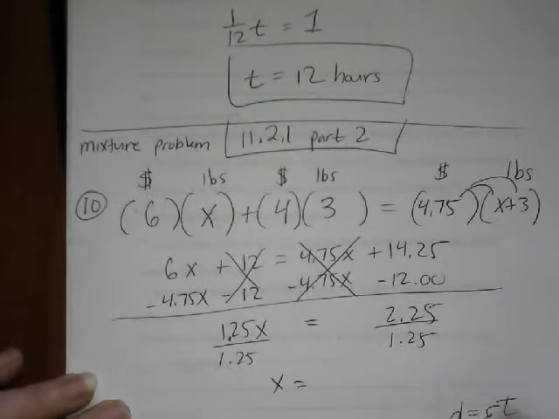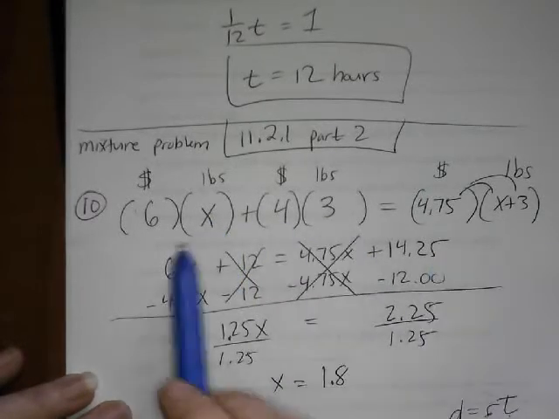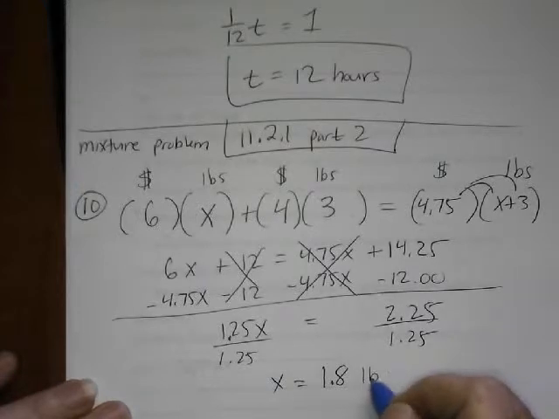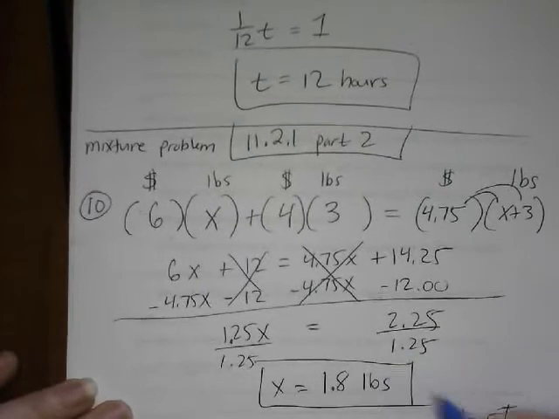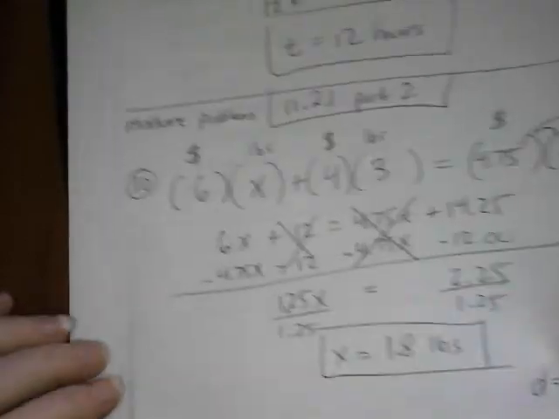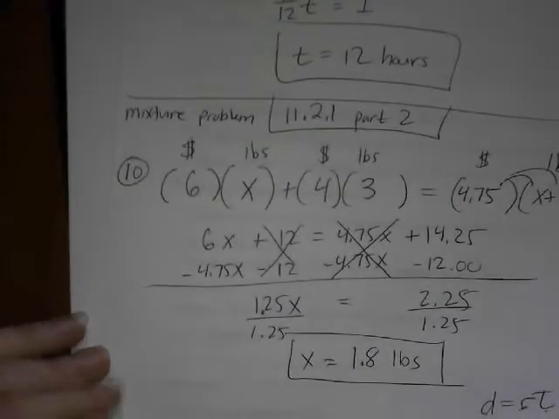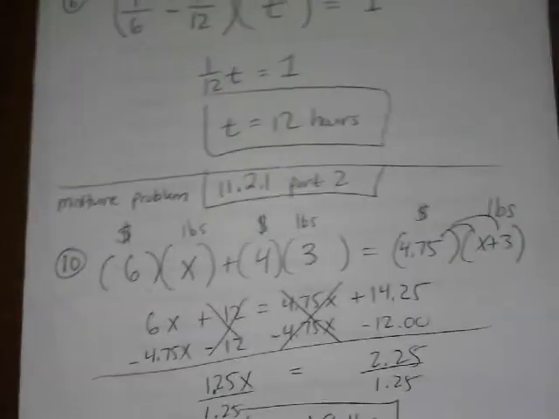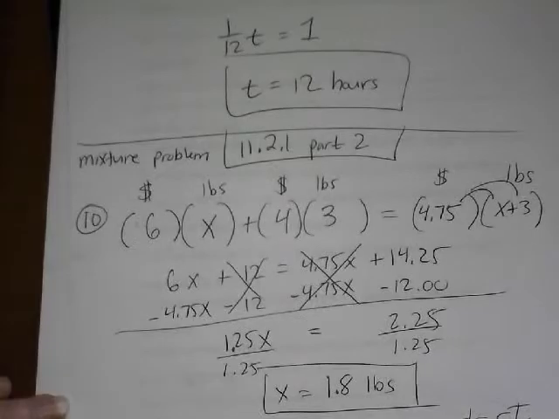I got 1.8. And remember, X was the pounds of the expensive coffee that we had to mix with the cheap coffee. I know you're thinking, well, I never would have thought of that. So we'll do another one though, and you'll see that you kind of set them up the same, and they kind of remind me of the ones we were doing in the last video, just a little different. Okay, let's do this.